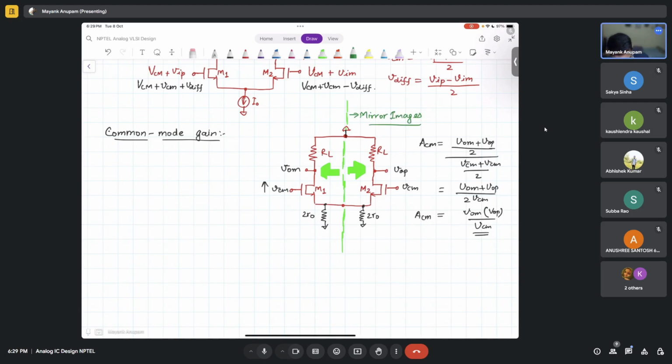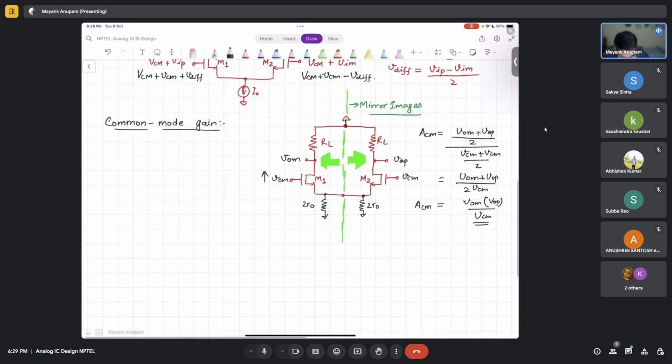So tell me another thing. If the same voltage is applied at both the terminals, at both the inputs, what do you expect to be the voltages at this terminal and this place, both these places? It will be the same, right?